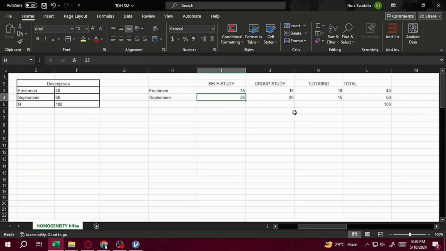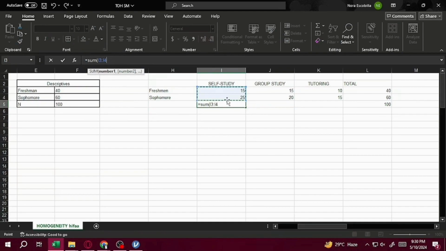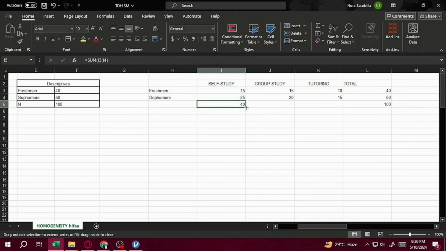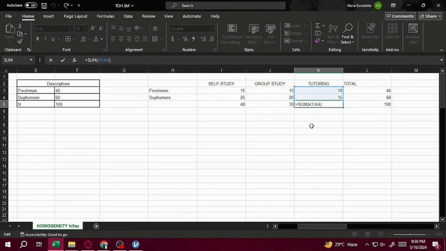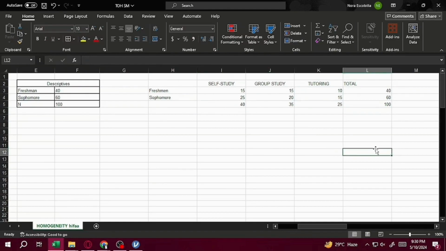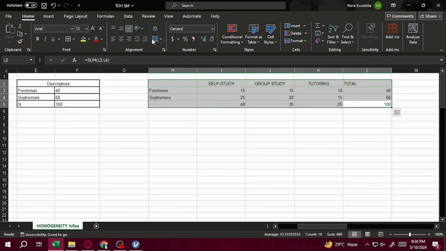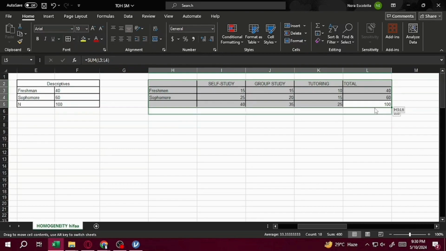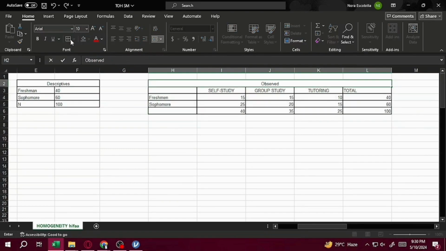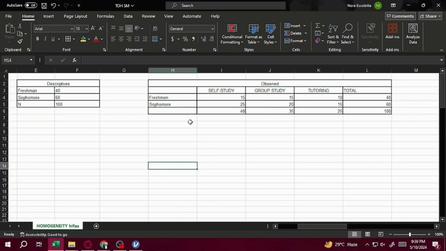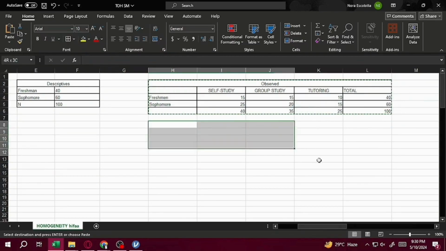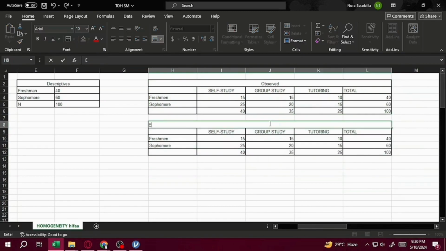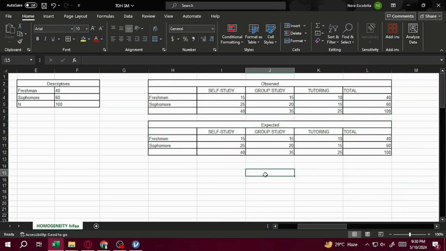The next thing that we need to do is let's add the value of each category. Like for example, for the self-study, 15 plus 25, we have 40. And similar to the other categories, group study, we have 35. And for the tutoring, we have 25. So as usual, put a border again to make it look clean. Since we are done with our observed table, let's copy the table to create another table for our expected table.